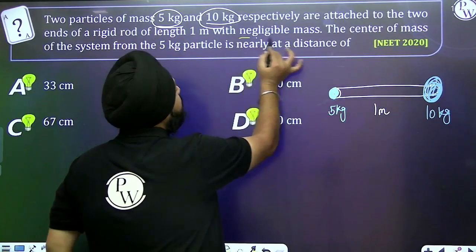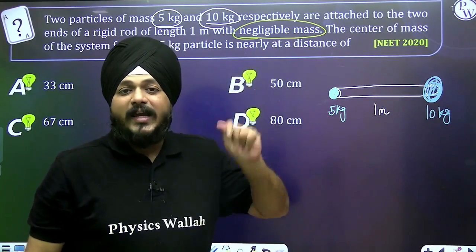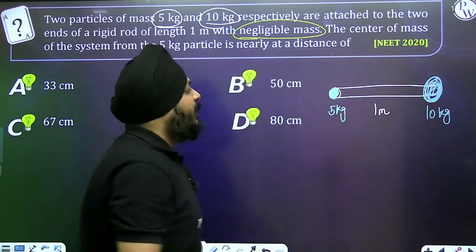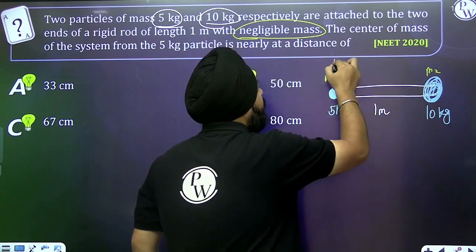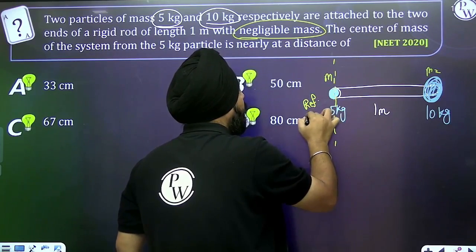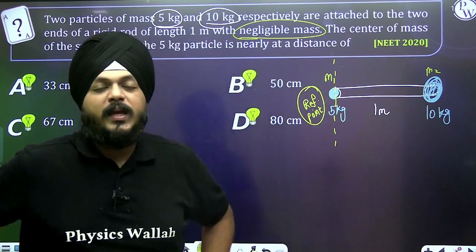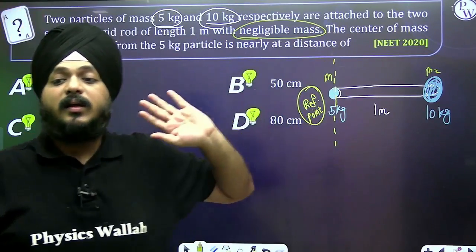Here, negligible mass is given. Mass of the rod is negligible. It means we are not going to take it into the count. So here we are having only two masses, m1, m2. With respect to this, it means this is going to be the reference point.